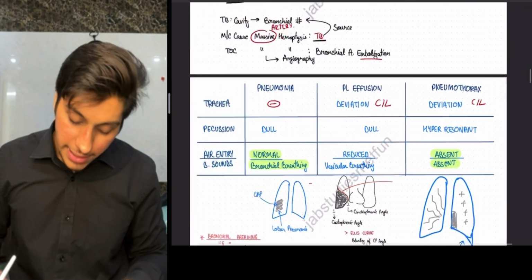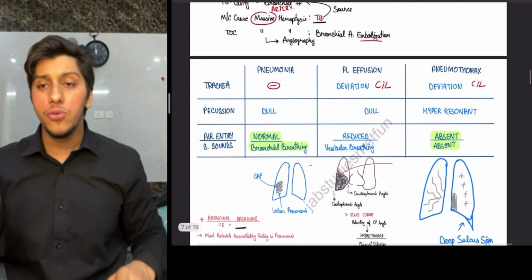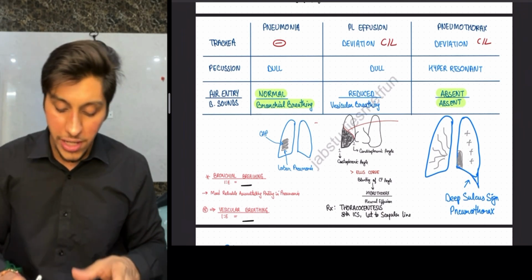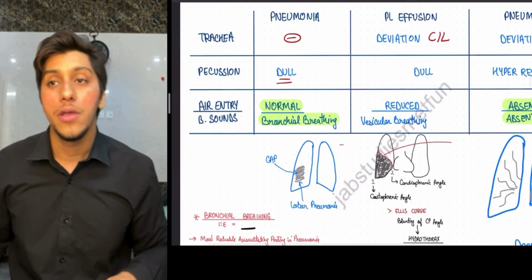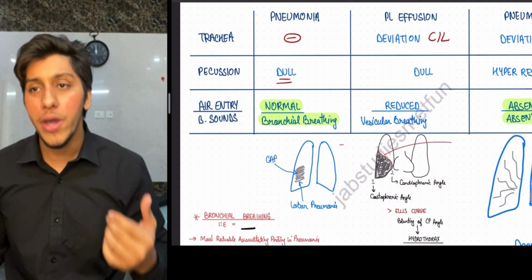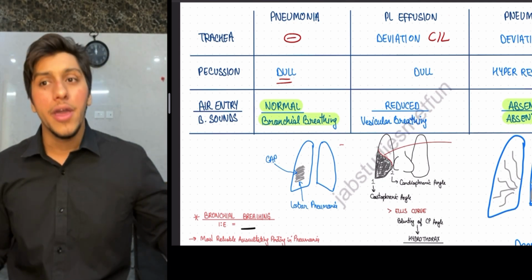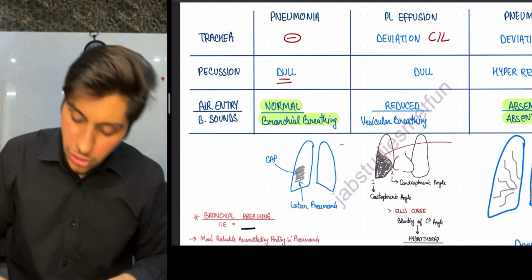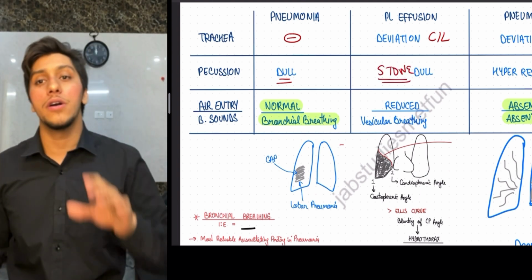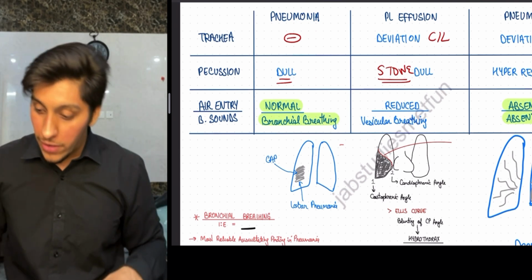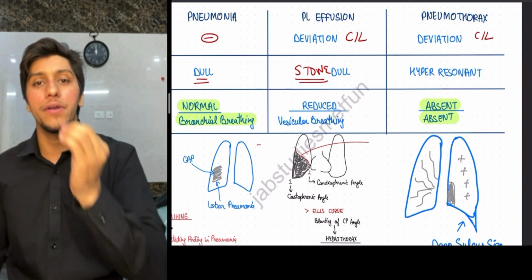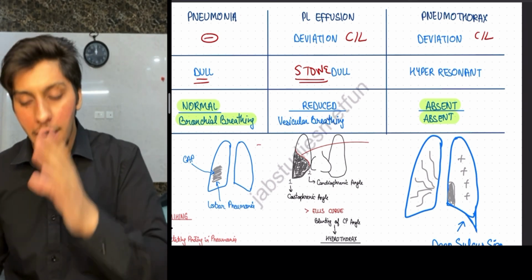All right. Next thing guys, on percussion, whenever you do percussion over pneumonia, obviously there are lesions over there, so it's going to be dull. Now in pleural effusion, what is pleural effusion guys? It is like water. So how I remember this is pleural effusion is like a river, and what are there in the river? There are stones. So there is a stony dull sound on percussion. While with respect to pneumothorax guys, it is air, so that is why it is going to be hyper-resonant.